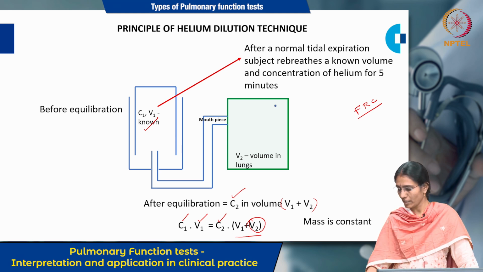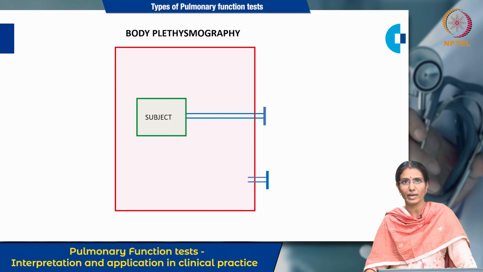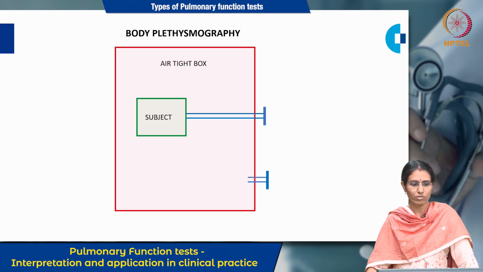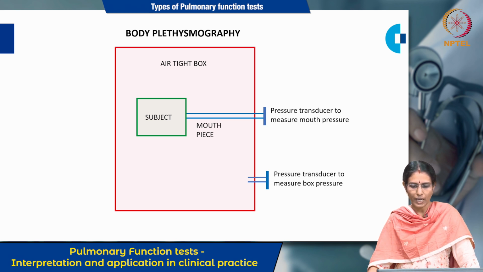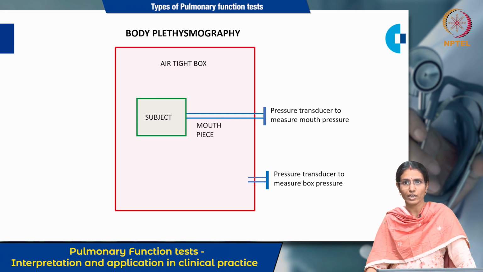There is another technique to measure this functional residual capacity, which is called the body plethysmography technique. What is the principle of this? This is also a schematic representation where the subject is made to sit in an airtight box, and the volume and the pressure of this is already known, and the subject breathes through the mouthpiece. There are two pressure transducers, you can see, one to measure the mouth pressure and one to measure the box pressure.